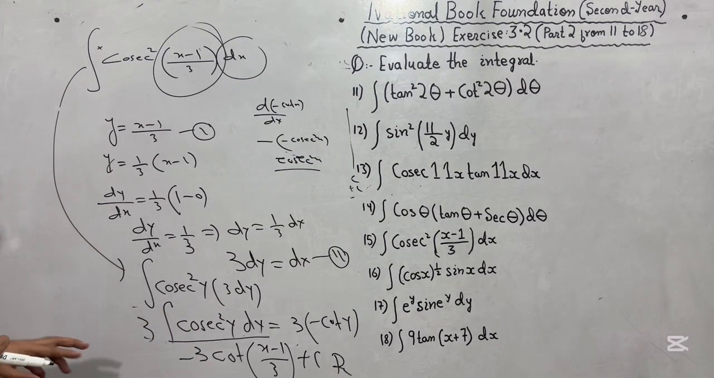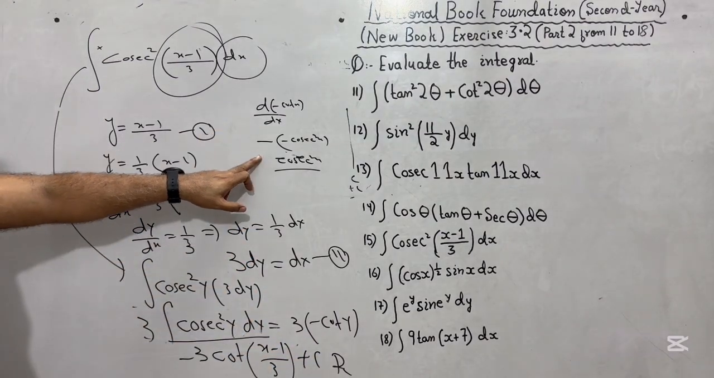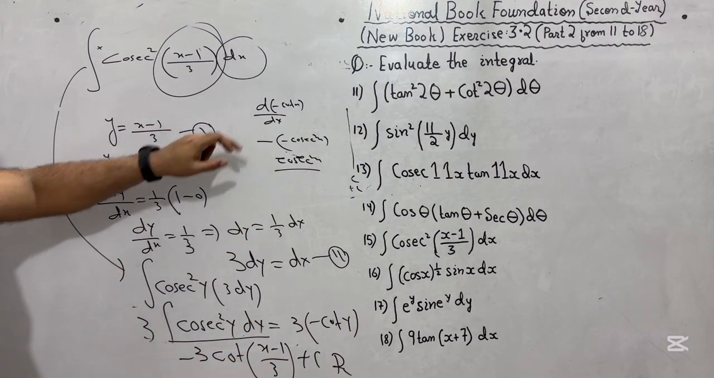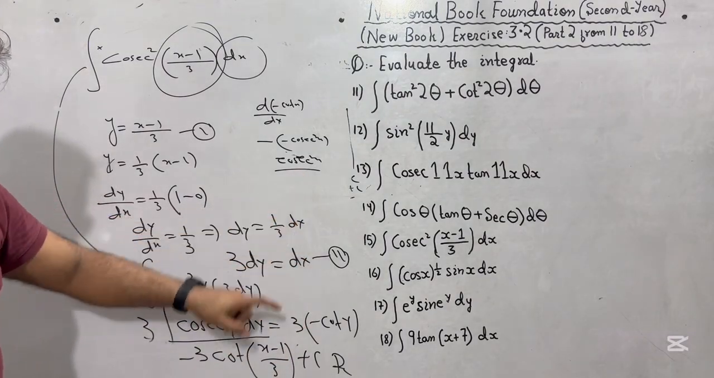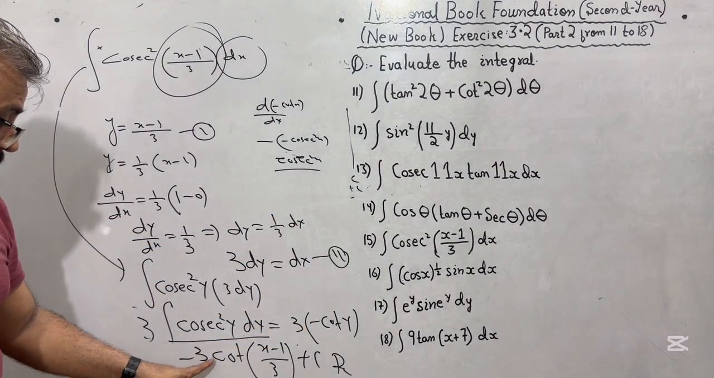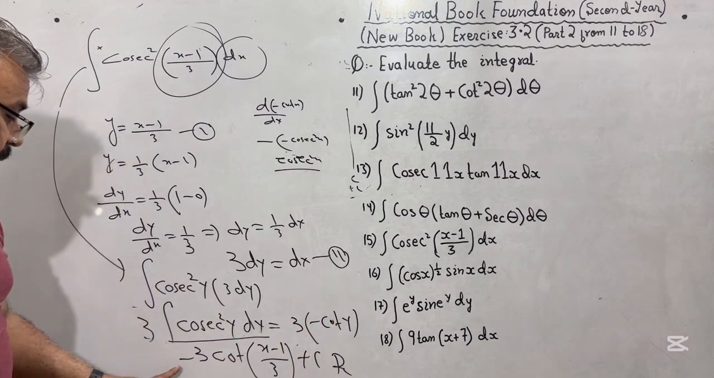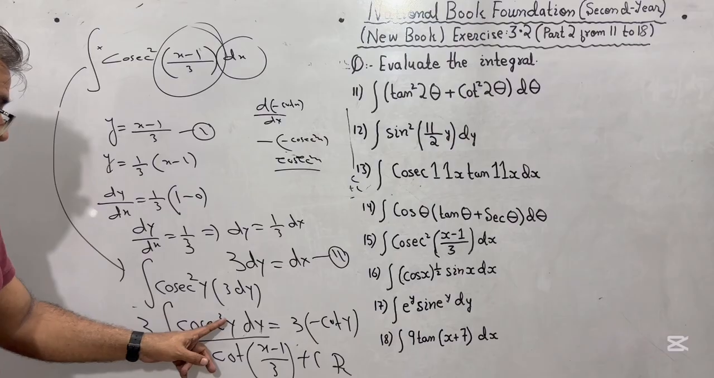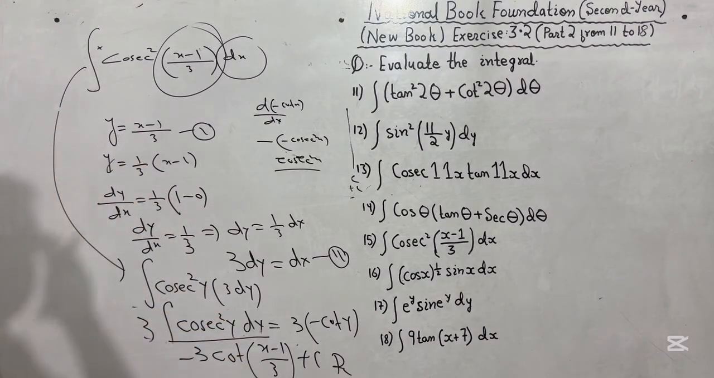Direct integration of cosec square is minus cot, because differentiation of minus cot is positive cosec square. So we get minus 3 cot y. We put the value of y, that is x minus 1 over 3, and it's our answer.